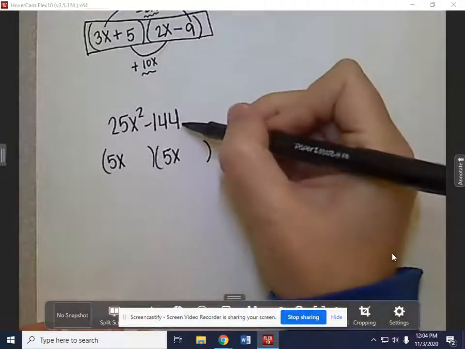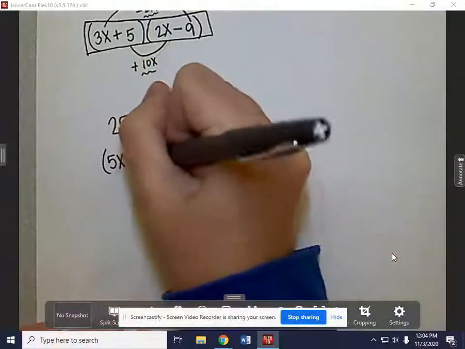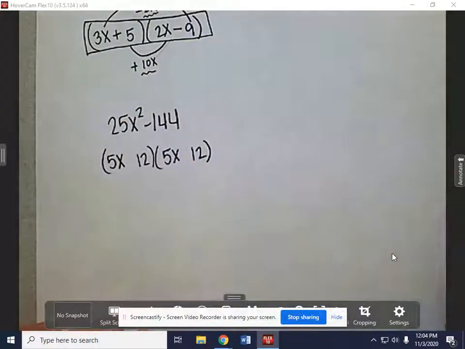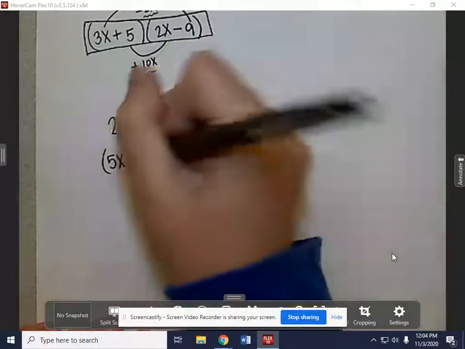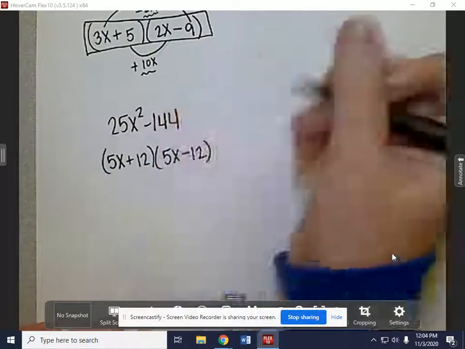You're going to take the square root of the second term. The square root of 144 is 12. So that gives you all your terms. And then for difference of two squares, there's always one positive and one negative.